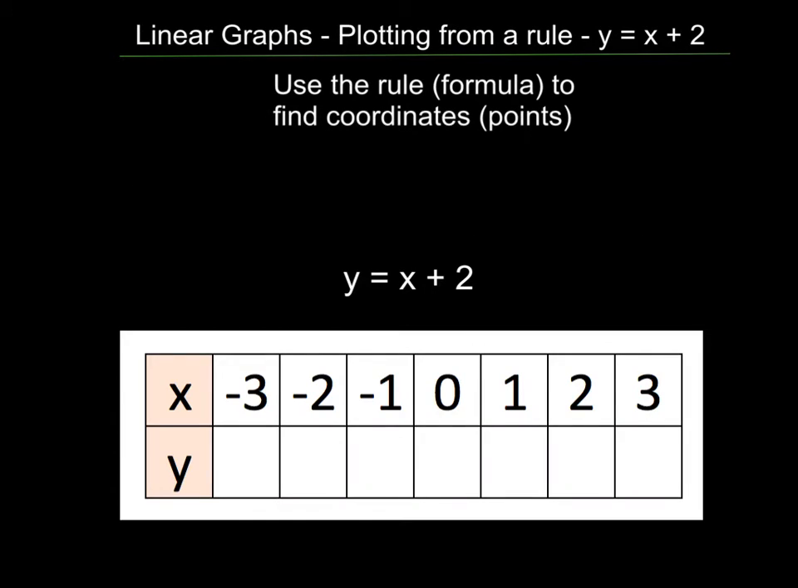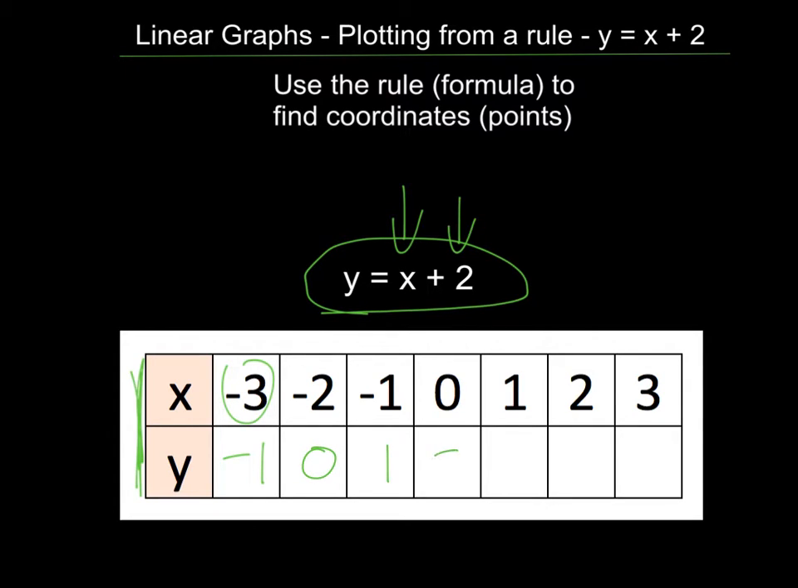When plotting a graph, you use the formula, in this case y equals x plus 2, to fill in some values on a table and then use those points to plot the graph. So let's start off with the graph y equals x plus 2. It's telling me that whatever x is, I need to add 2 onto it to get the y value. So if I start with minus 3, adding 2 onto that, I get minus 1. So I'll just continue adding 2 onto all these numbers, and you can see that I end up with pairs of numbers that I can plot.